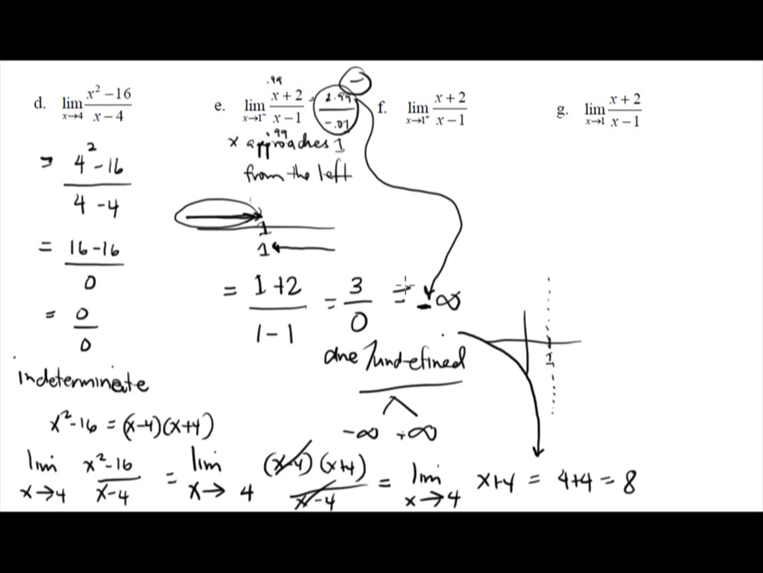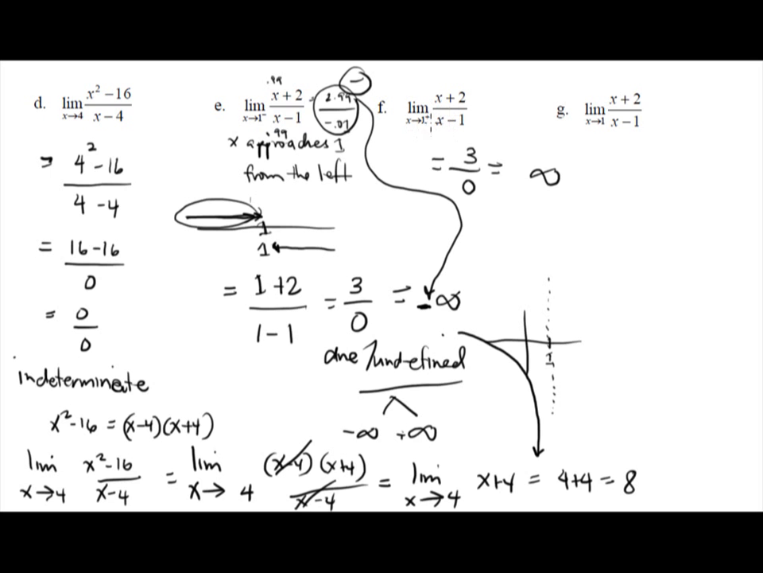Okay, now to make that clearer, let's take letter F because this is exactly the opposite of letter E. Same expression, but E is approaching 1 from the left and this one is approaching 1 from the right. So we already know that you will end up with 3 over 0 by the substitution method, and you know that this will go to infinity. But will it be positive infinity or negative infinity? How will you know?